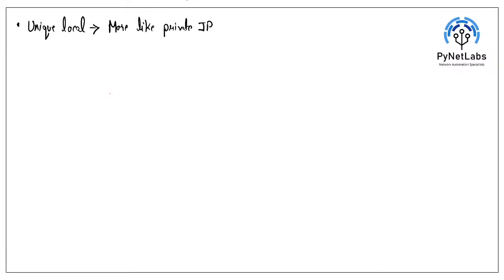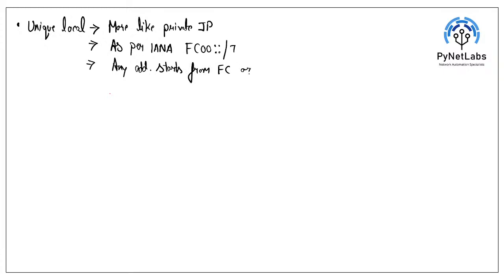The private IP, which we know can be assigned on any devices inside the LANs, has a reservation for this particular private IP of FC00::/7. Here the /7 means the 7 bits are constant. So we can say any address starting from FC or FD will be considered as unique local.